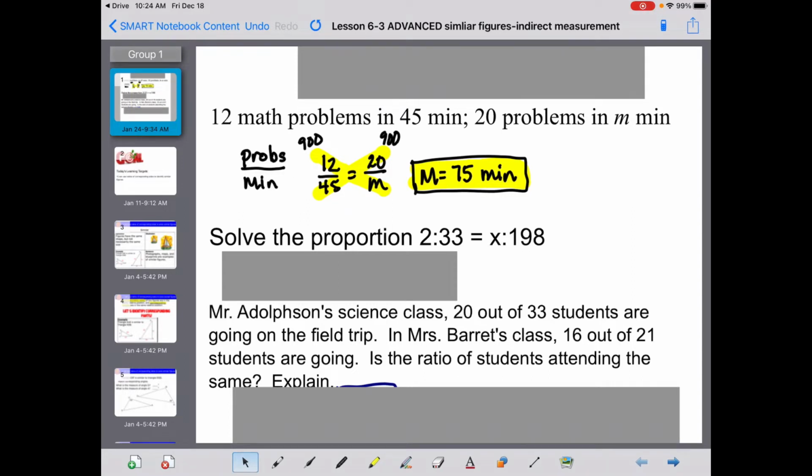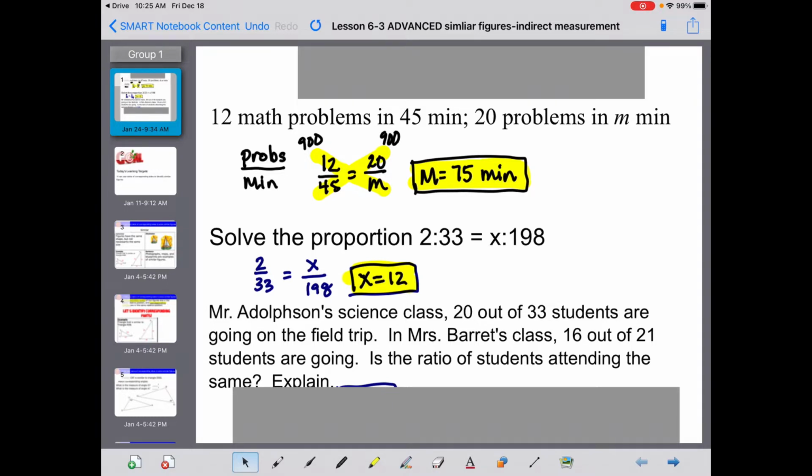The next problem, solve the proportion 2 to 33 and x to 198. This time, you don't have to really set up the proportion. It's given to you, and you solve using cross products, and you get x equals 12. Or if you knew that 33 times 6 gave you 198, you could have taken 2 times 6 and made equivalent fractions.